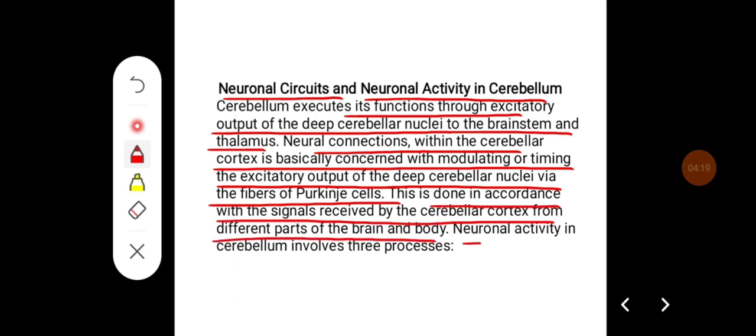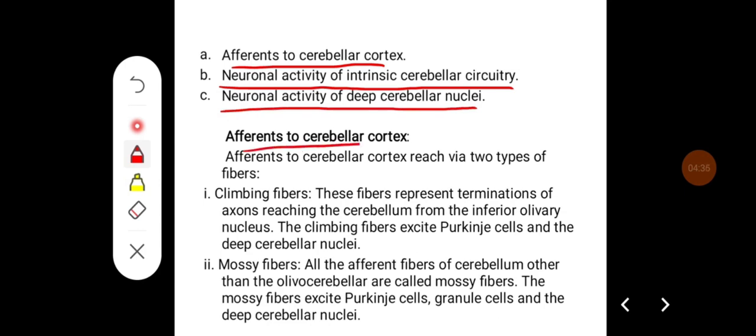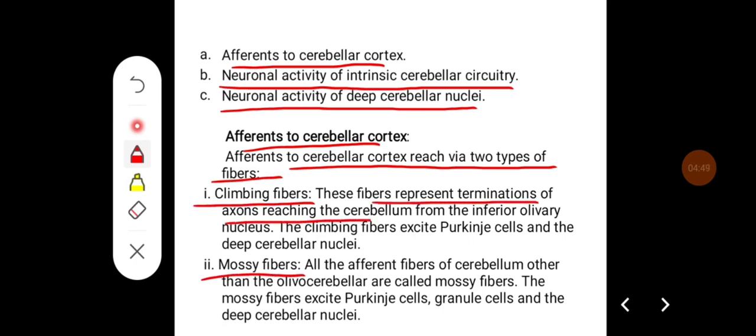body. Neuronal activity in the cerebellum depends on three processes, that is afferents to cerebellar cortex, neuronal activity in the intrinsic cerebellar circuitry, and neuronal activity in the deep cerebellar nuclei. Afferents to cerebellar cortex: the afferents to cerebellar cortex reach via two types of fibers, that is climbing fibers and mossy fibers. Climbing fibers: these fibers represent terminations of axons reaching the cerebellum from the inferior olivary nucleus.